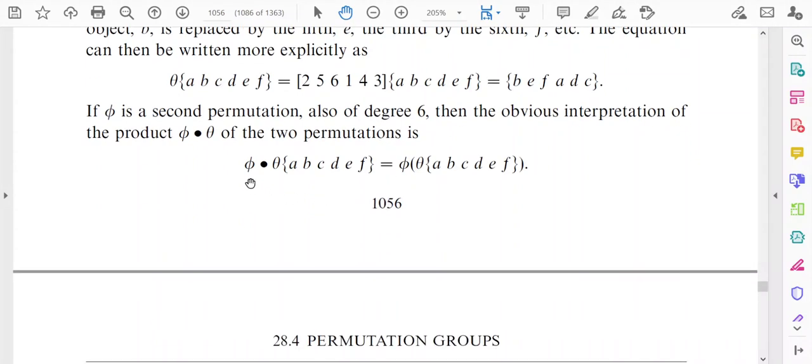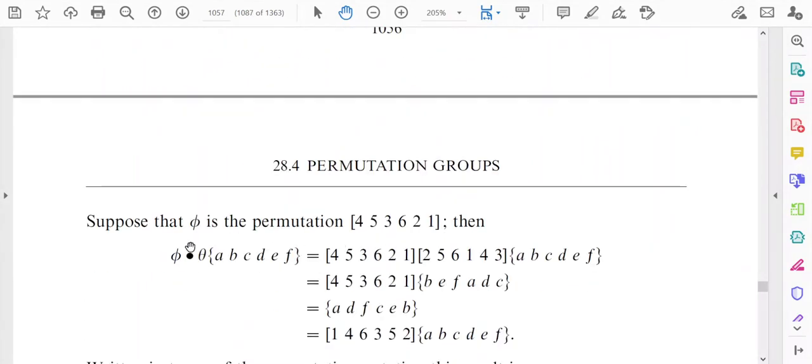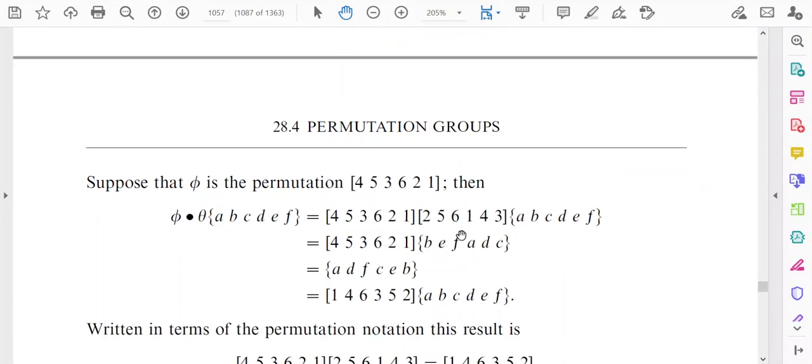We can write phi dot theta of A, B, C, D, E, F equal to phi, and inside the bracket we write theta of A, B, C, D, E, F. Now we are assuming that phi is 453621, any arbitrary value. So suppose phi is 453621 and theta was already noted as 256143.